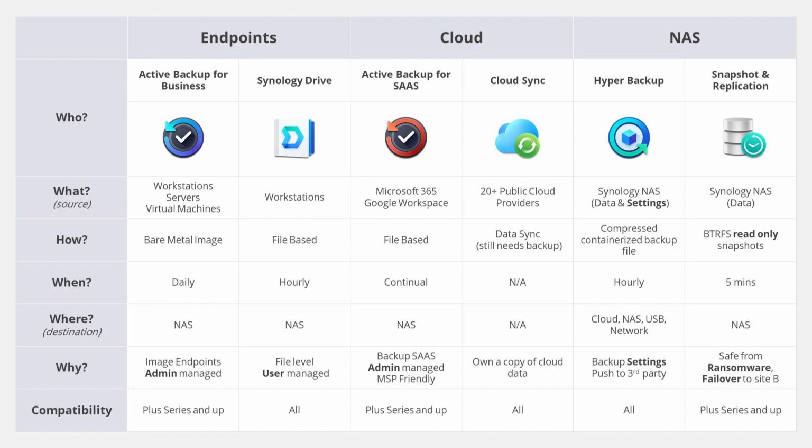For workstations that are not always on the local network, you can use Synology Drive to back up at the file level. For your SaaS accounts, use either Active Backup for Microsoft 365 or Active Backup for Google Workspace. And for syncing third-party cloud data to your NAS, use Cloud Sync. This ensures that you have your own copy of all your cloud data. For containerizing all the data and settings on your NAS, use Hyper Backup. And to protect yourself from ransomware and an on-site disaster, use Snapshot Replication. Also remember you have the high availability option as well.